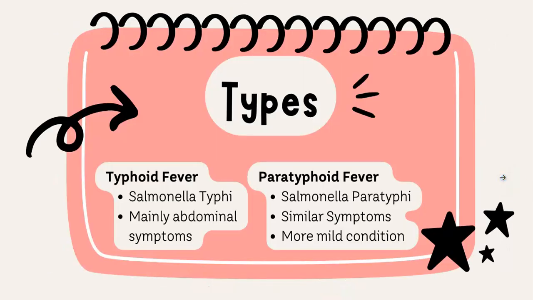There are two different types of typhoid fever. The first that we're discussing today, obviously caused by Salmonella typhi, is mainly accompanied by abdominal symptoms. And then there's also something called paratyphoid fever, caused by a different bacteria, which is Salmonella paratyphi. It has similar symptoms, but is often considered a more mild condition.